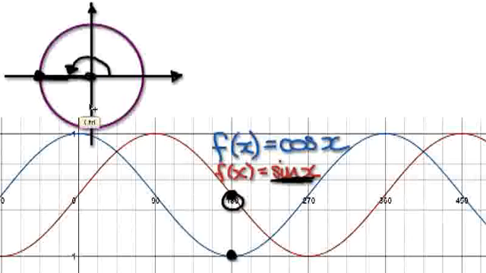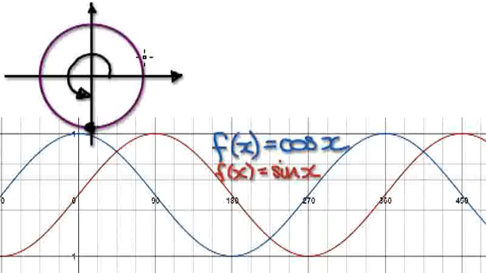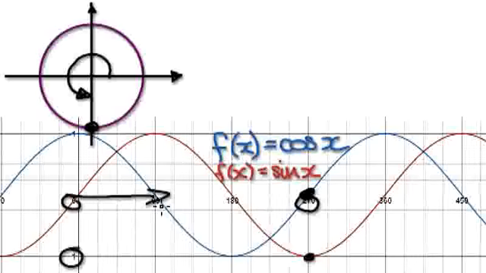Now let's say the point is here. So we've done 270. At 270, the height is negative 1. That's why it's negative 1 here. But the width is 0. That's why the cos of x here is 0. Look, the 0 here, the 0 here.